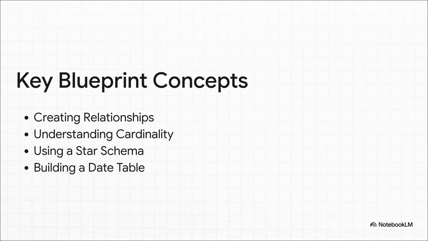Now, building that blueprint involves a few key ideas. Don't let the terms scare you. You'll create relationships, basically just drawing lines between your tables. You'll need to understand cardinality, which is just a fancy way of saying how the tables relate, one-to-one, one-to-many. Most of the time, you'll aim for a star schema, which is just a super clean way to organize everything. And a real pro tip, build a dedicated date table. It will make all your time-based calculations so much easier later on.